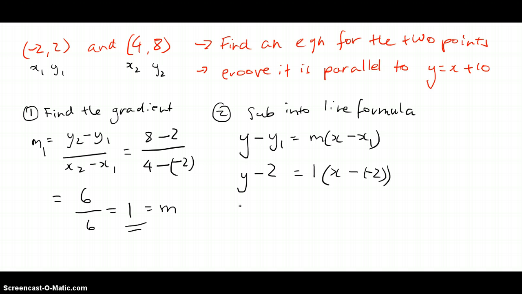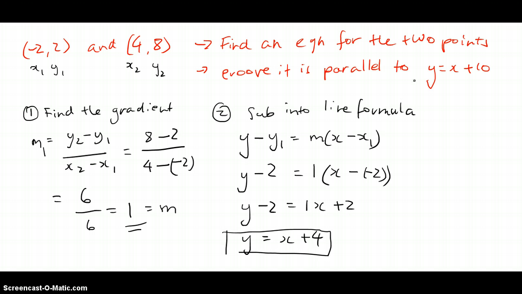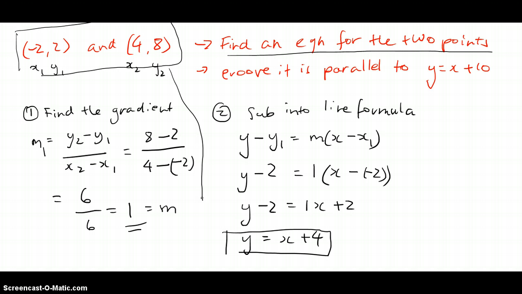So let's keep going on with this working. y minus 2 is equal to 1, x plus 2. So we get here y is equal to x plus 4. So this is our second line, and we have managed to find an equation for the 2 points. So these 2 points right here will indeed pass through using this equation.